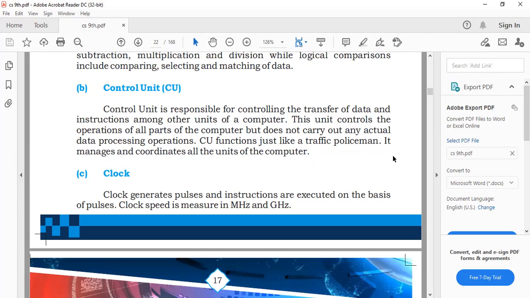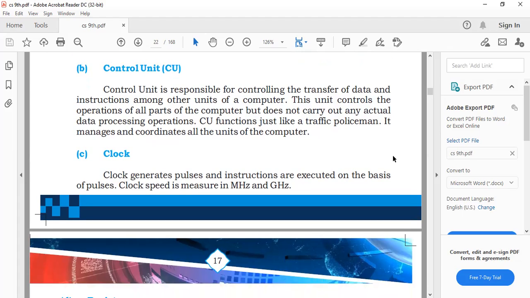So it can only transfer your data and the instructions which are in the computer, but it does not carry out the actual data processing operations. The operation is something typical and complex, and it does not carry that out. The only function of the control unit is like a traffic policeman. It manages and coordinates the system. It does not give you the operations and the processes behind the whole logic and procedure. It gives you the coordination, and it gives you support where there is a requirement.